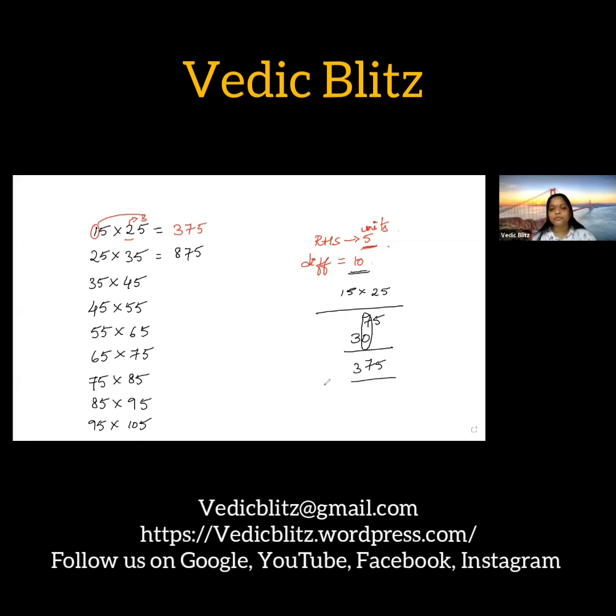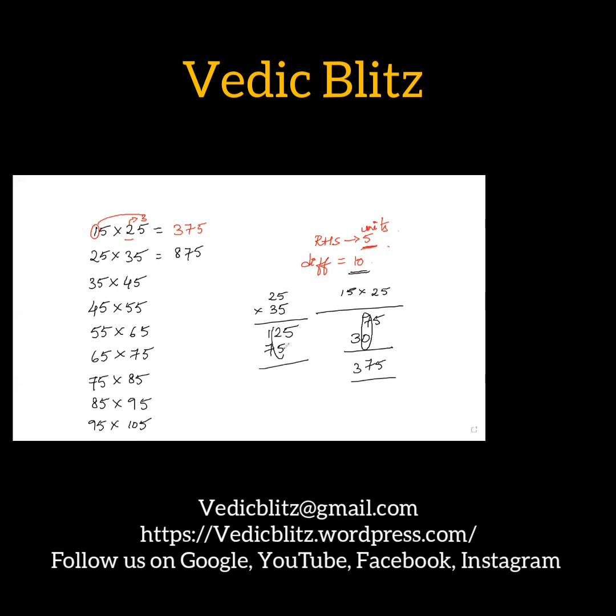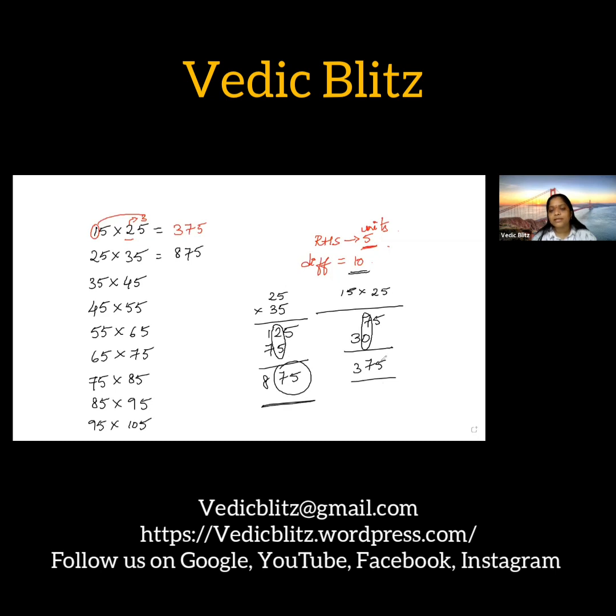And also if you take 20 multiplied by 35, here it is 125 and 70. The addition is 7 and again you have 75. Like this, when you have the difference of 10, always the RHS should be 75 only. It is constant and it will not change.